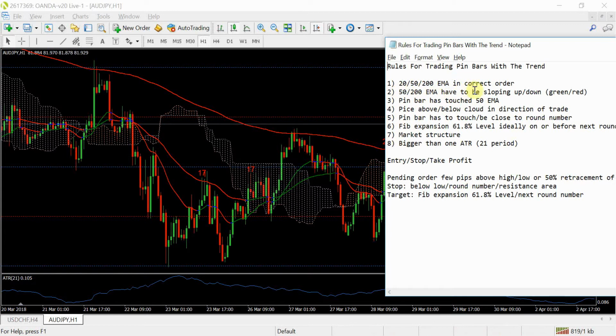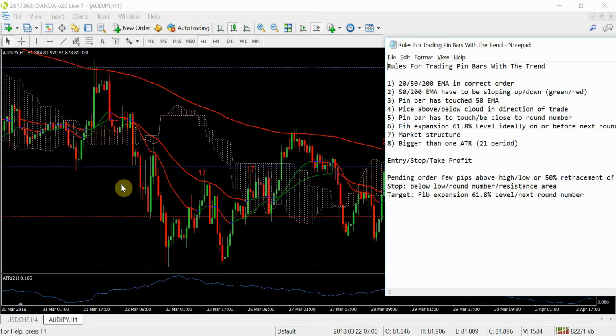The 50 and 200 EMA have to be sloping up or down. So in this case, the 200 EMA is sloping down, so it's red, and the 50 EMA is also sloping down, and it's red. Now, the indicator I've got doesn't have all these lines coded in like that, and before I release it, I want to code those in.